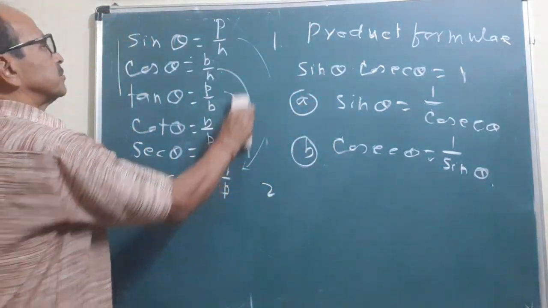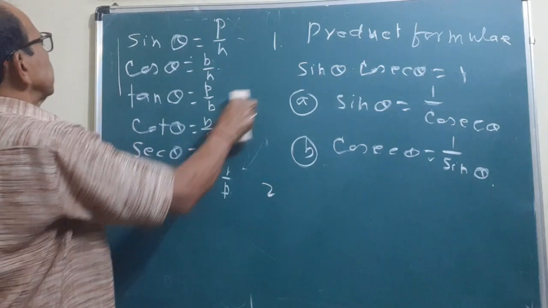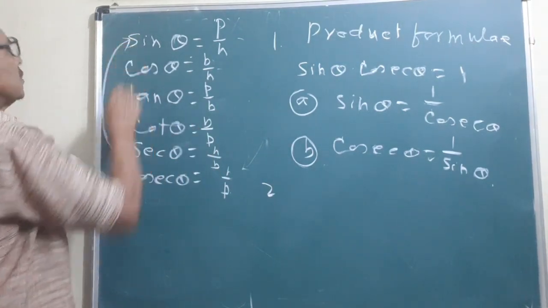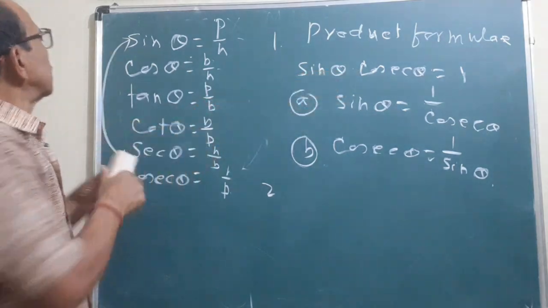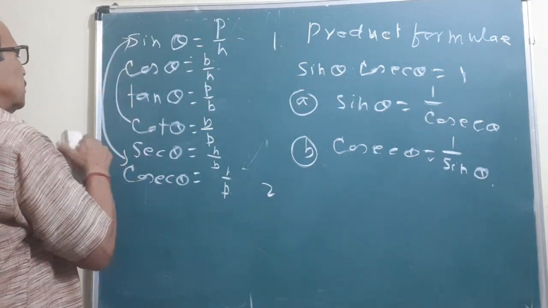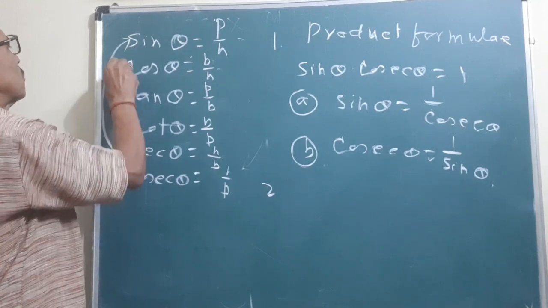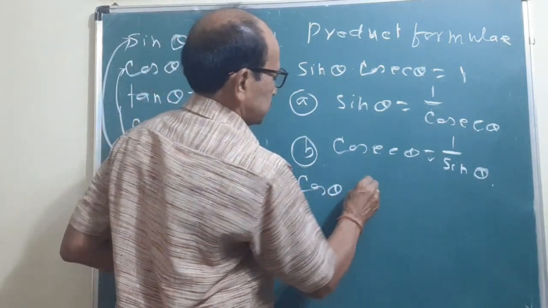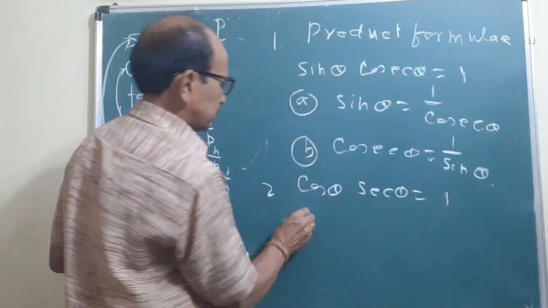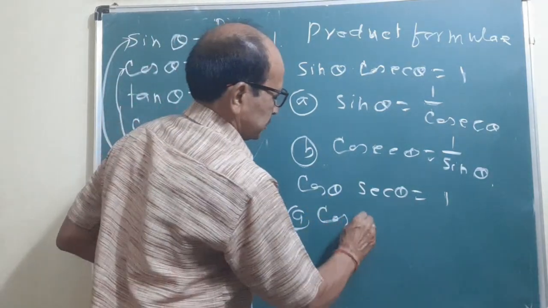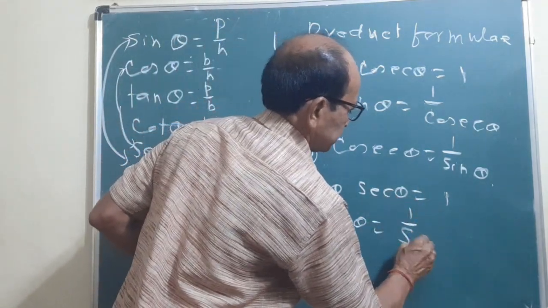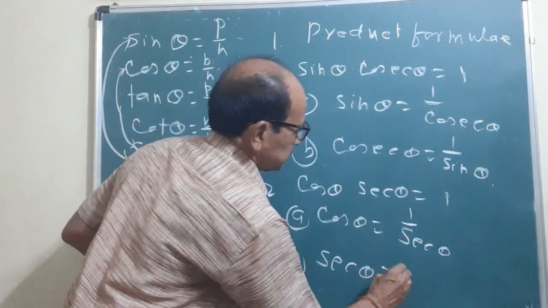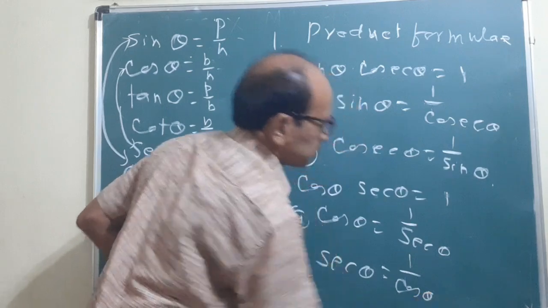So this you are getting here. Product you are getting: sin theta cosec theta is equal to 1. Now cos theta and sec theta, cos theta and sec theta is equal to 1. Second formula, cos theta sec theta is equal to 1. From here cos theta is equal to 1 by sec theta, and sec theta is equal to 1 by cos theta.